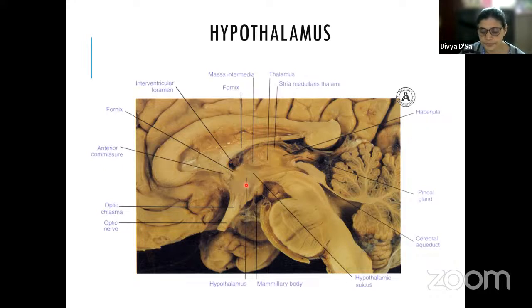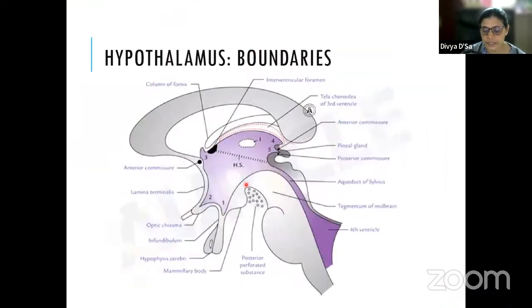Basically, the hypothalamus controls three systems: the autonomic nervous system, the endocrine system, as well as the limbic system. And it helps to maintain homeostasis. That is why it is very important. Coming to the extent and boundaries of it, what are the boundaries?